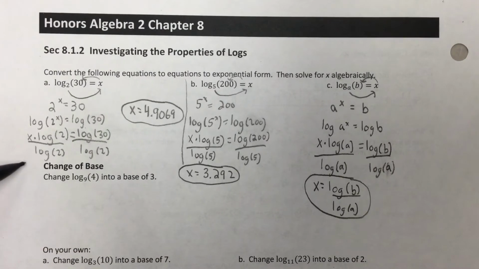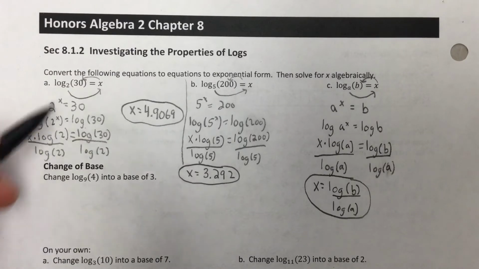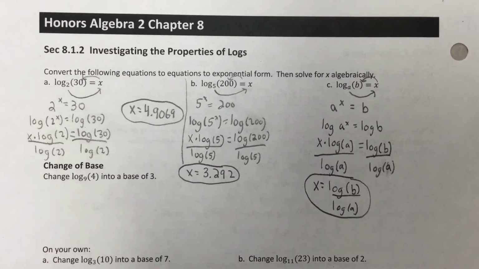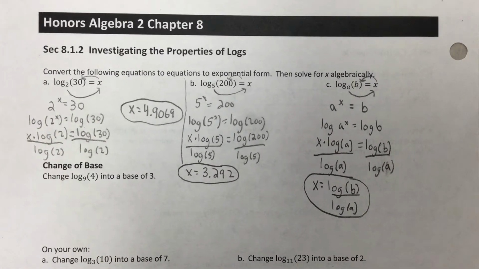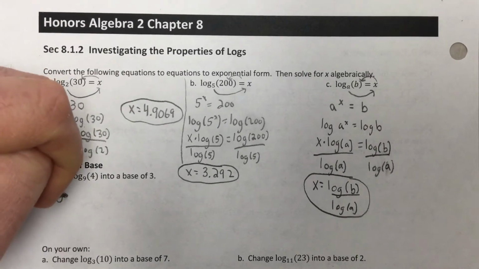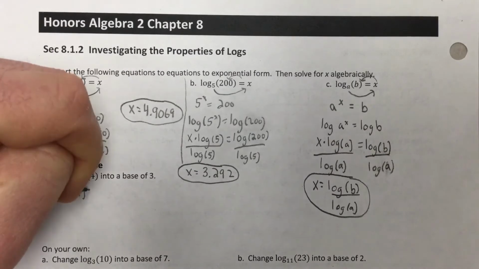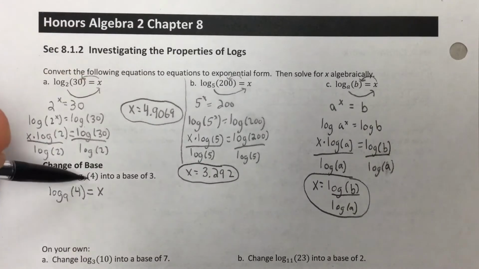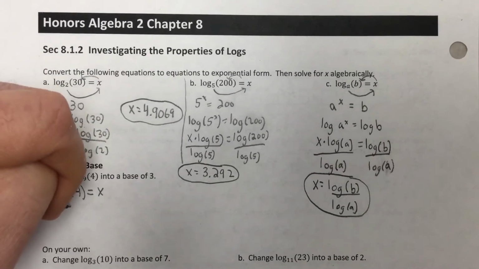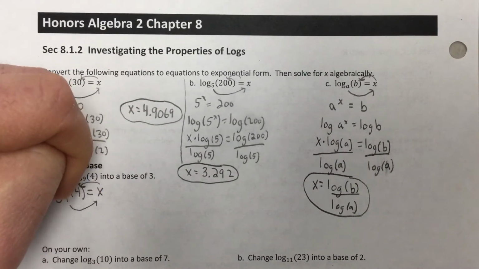All right, we also are going to look into changing the base, how we can change the base of a log. So this one says change log base 9 of 4 into a base of 3. So right now it's a base of 9. We want to turn it, how do I make it a base of 3? And to do that, what you're going to do is write your log expression and just put equals x. We're then going to convert it similar to how we did it above.